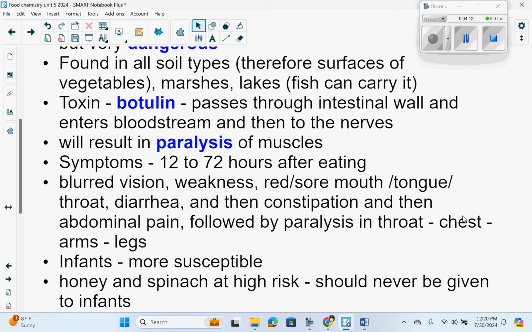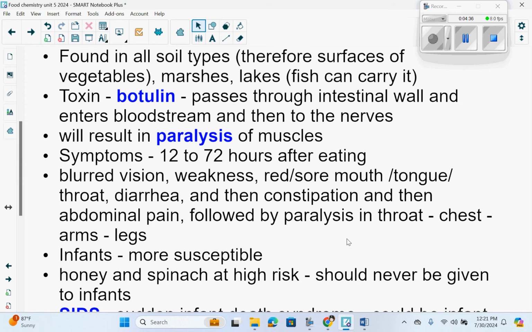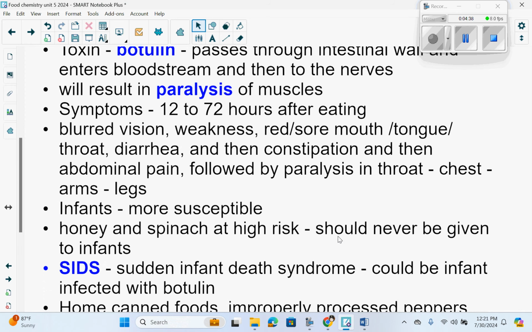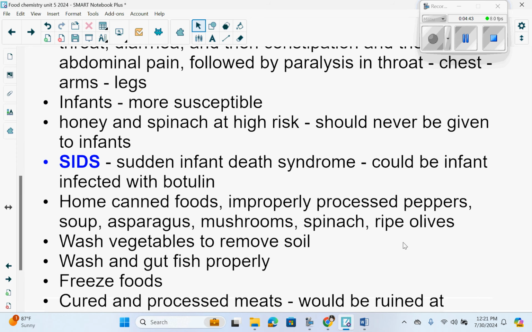Symptoms can occur 12 to 72 hours after eating. Symptoms include blurred vision, weakness, a red or sore mouth, tongue, or throat, diarrhea, and then constipation, and then abdominal pain, followed by paralysis in the throat, chest, arms, and legs. Infants are more susceptible. Honey and spinach are at the highest risk and should never be given to infants. It's thought that SIDS, sudden infant death syndrome, could be an infant infected with botulin, and you just wouldn't know, and that's how awful.